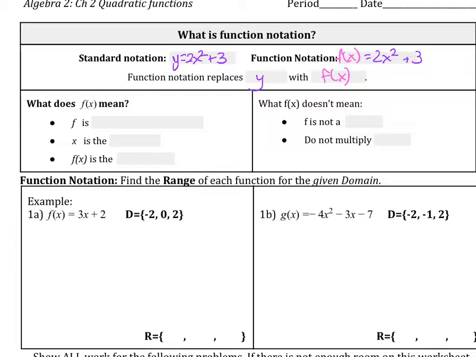So what does f mean? F is the name of the function. And if you remember, x is the input, and f of x is our output, because it's our y value. What f of x doesn't mean: f is not a variable, and we're not going to multiply f and x together. I like looking at it as if it were my directions. What did I plug into the function to get that certain value?